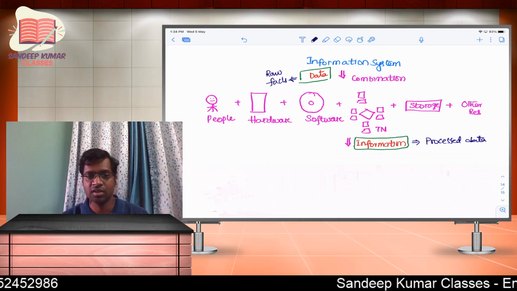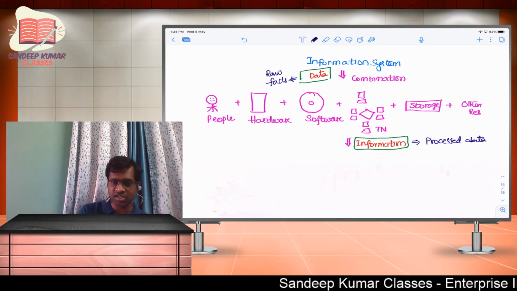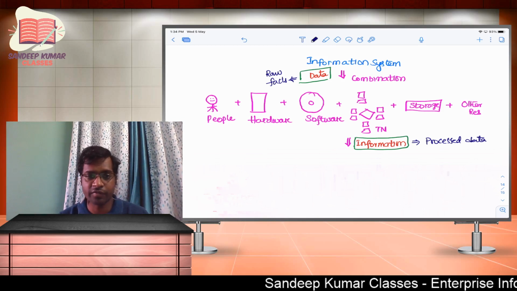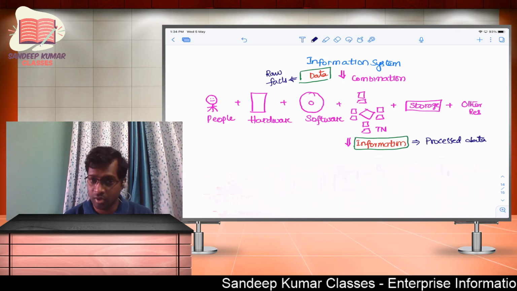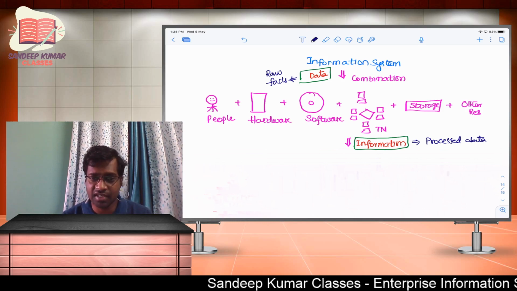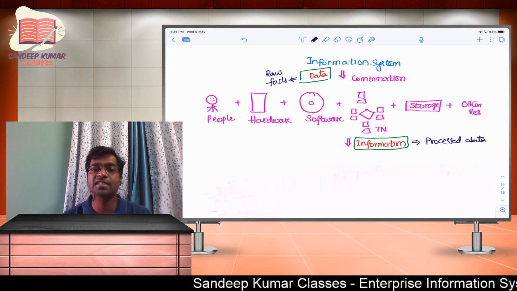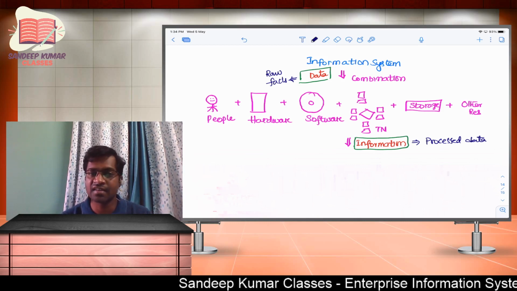So the first component is people, the second is hardware. Hardware is nothing but computers, etc. It is a physical component of a computer which we can touch. For example, if I take a mouse, can I call the mouse a hardware? Yes, because I can touch it. It's a tangible thing. That is the reason it is called a hardware device.